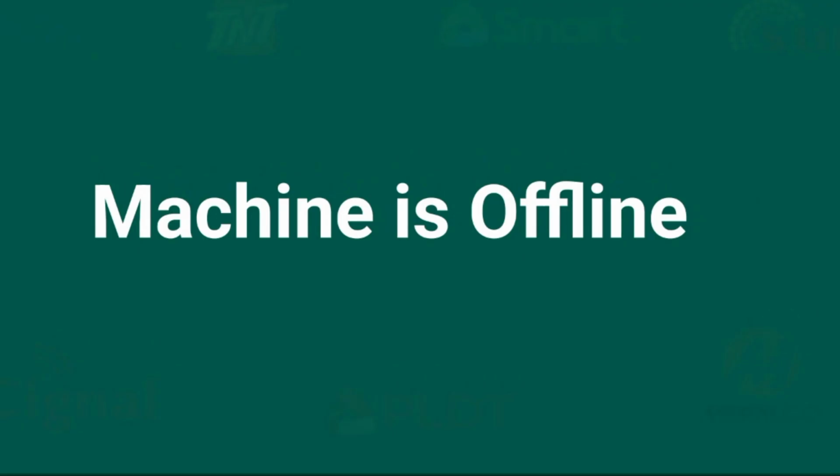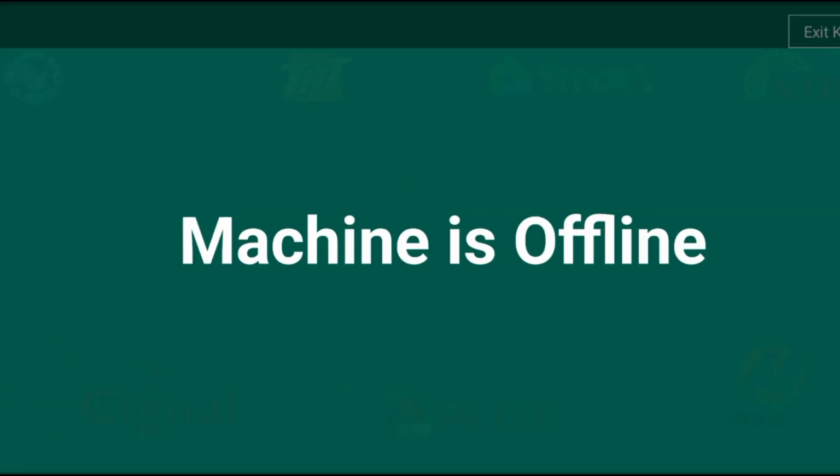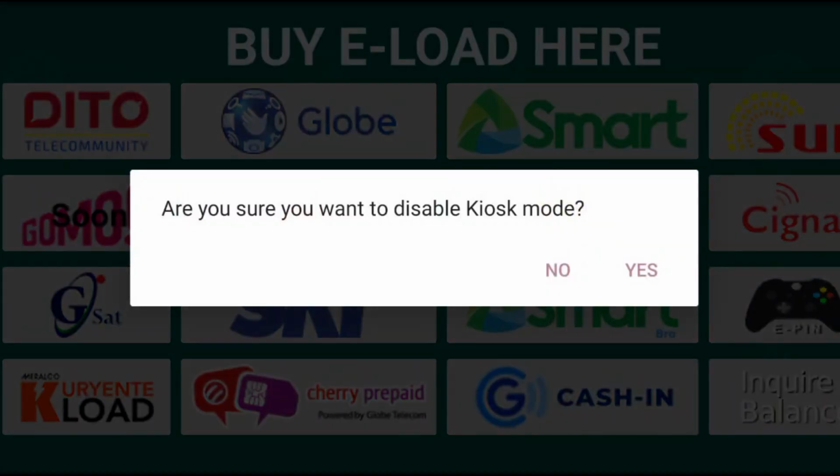If you notice that your machine is offline, it means that the Android is not connected with the Foxy-loading board. You need to connect it using Bluetooth. First, disable the kiosk mode and go to Machine Admin.